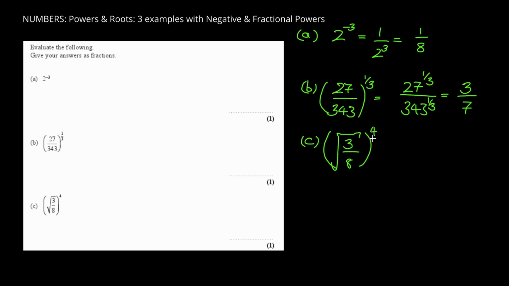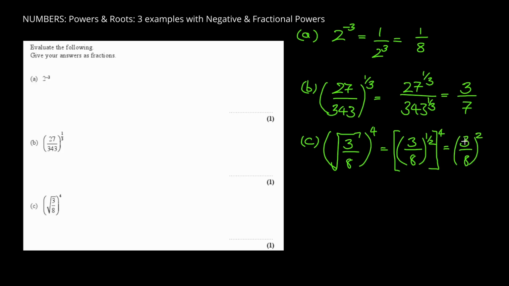Part C. Now we've got a mixture of notations here. We can transform the square root into a fractional power, and that would become 3 over 8 raised to the power of a half. It is then raised to the power of 4. Because we've got multiplying powers, this is simply equal to 3 over 8. 4 times a half is 2.